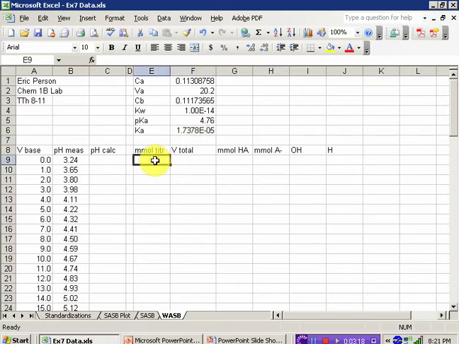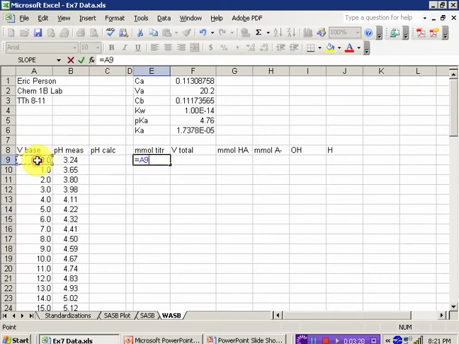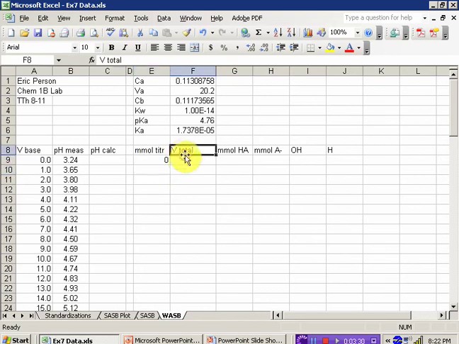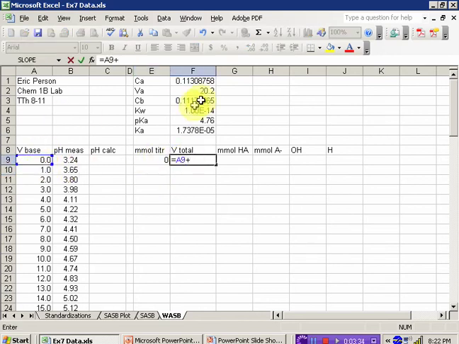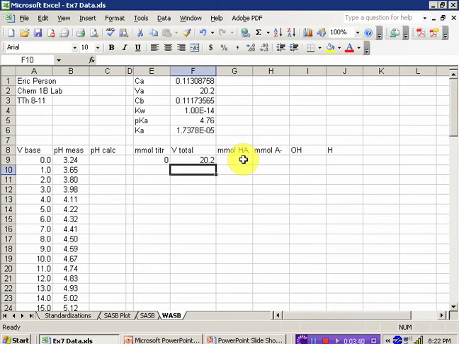I'm going to calculate my millimoles of titrant in the same way I did last time. It's equal to the volume of base added times the concentration of base. And I want to make that concentration an absolute cell reference by hitting F4. Total volume is equal to the volume of base added plus the initial volume of acid. And that initial volume of acid should be an absolute cell reference.